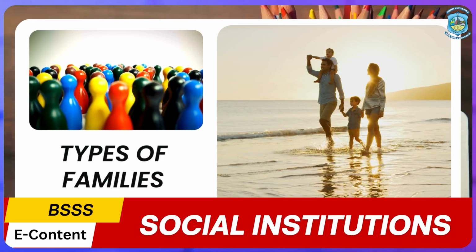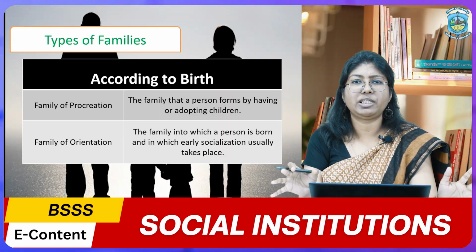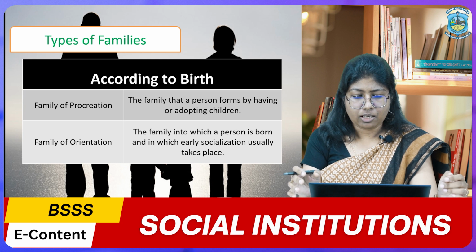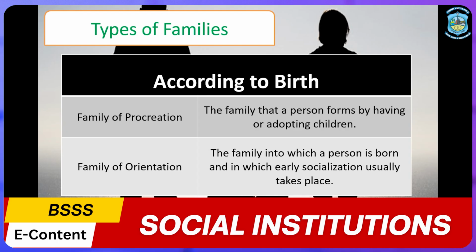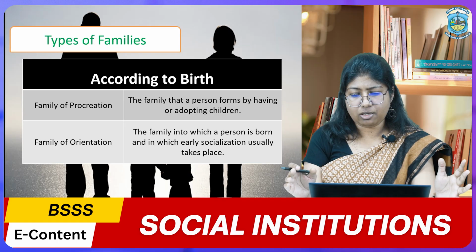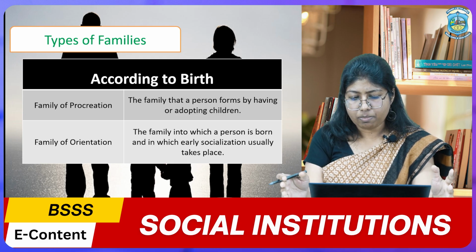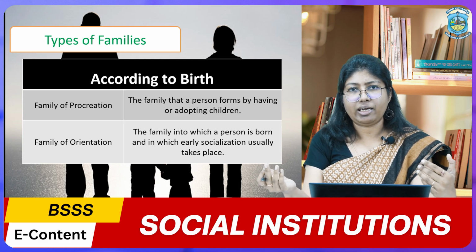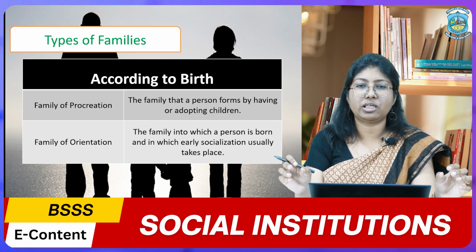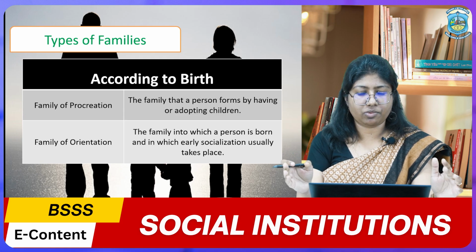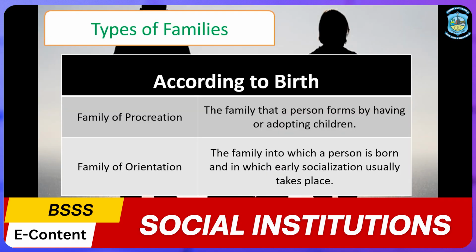Let's take a look at the types of families now. So, there are different bases onto which the families can be understood. First, we are going to see according to birth. According to birth, we have family of procreation and family of orientation. When I say family of procreation, that means the family that is formed by the husband and wife with their children. Okay, so it starts with marriage. That is the family of procreation. So, for the husband and wife, the family of procreation is what they are going to start. The family that a person forms by having or adopting children, this is what a family of procreation is.